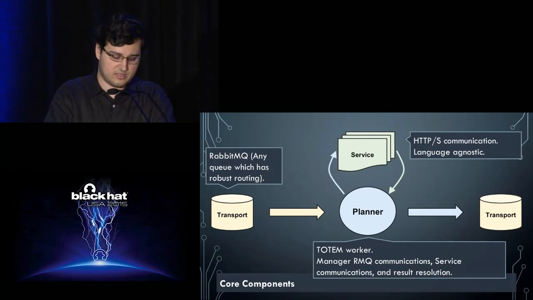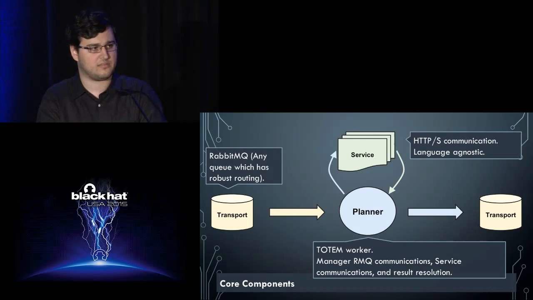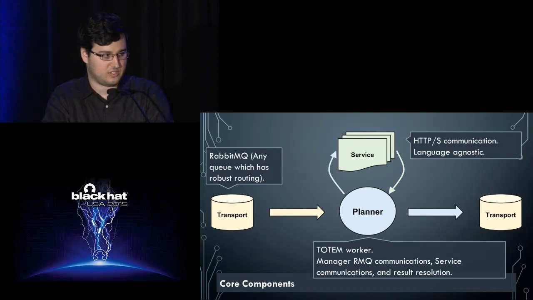The next part of the chain really then is the planner, which is the Totem worker itself. It's the largest collection of state overall in the system. It manages RabbitMQ communications. It organizes, verifies, and validates results once they've come in. It ensures that downloads of the individual malware samples themselves happen at speed, and it does all of the communication with the individual analytical services. Overall, this is our major workhorse. It's got a lot of interesting properties.